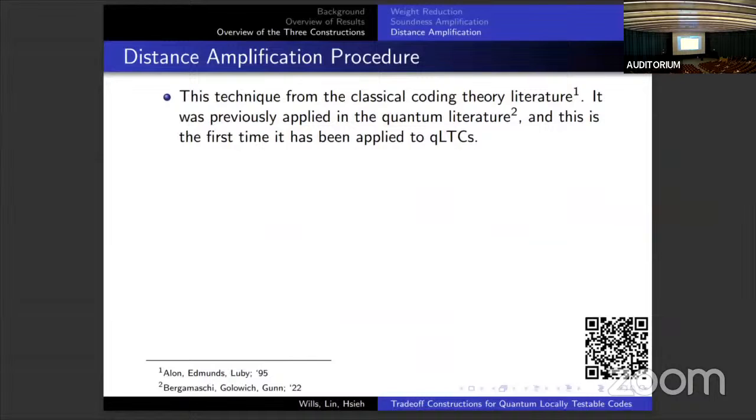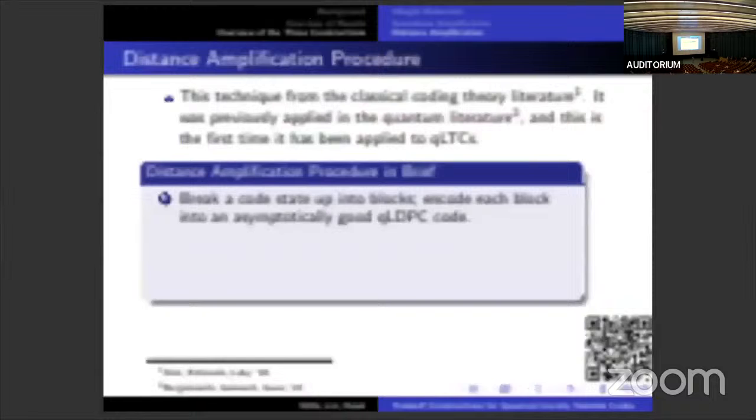Lastly, distance amplification. This comes from classical coding, so it isn't original to the work, but goes back to the work of Alon, Edmonds and Luby. So it's sometimes called the AEL distance amplification procedure. It was applied to quantum coding for the first time in 2022. Again, we analyzed the soundness under this procedure so we can apply it to quantum locally testable codes.